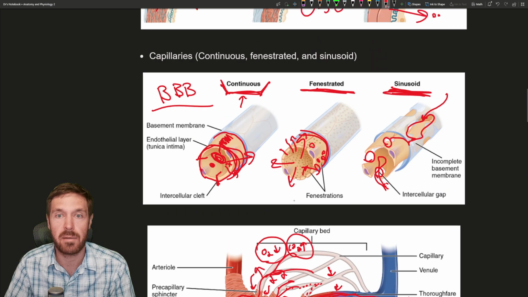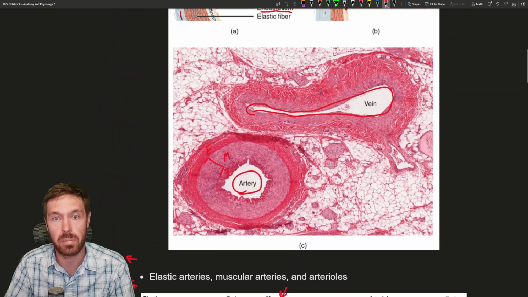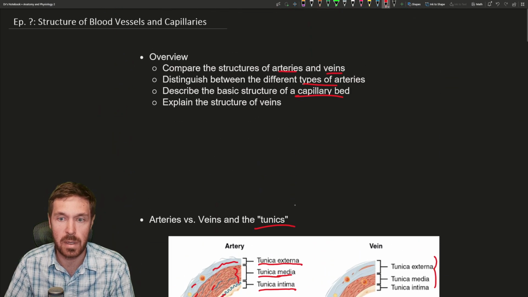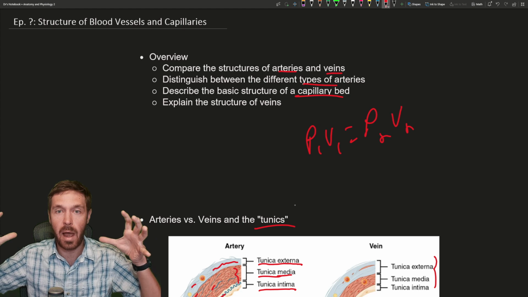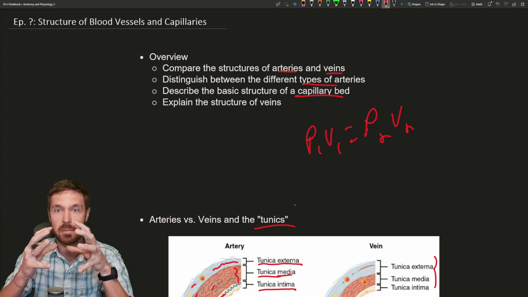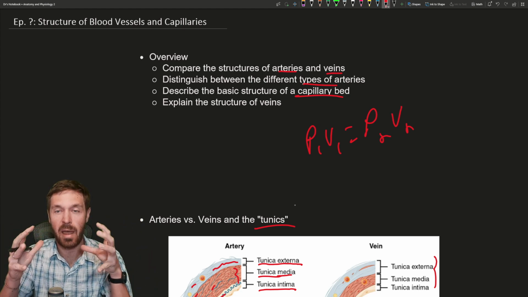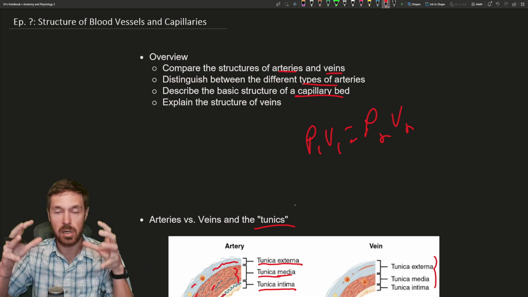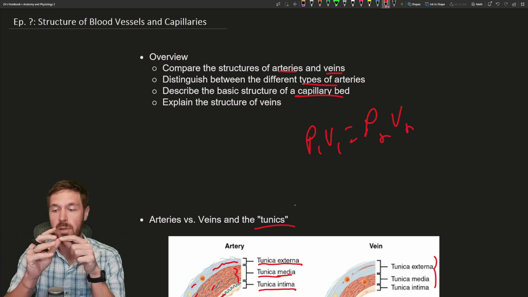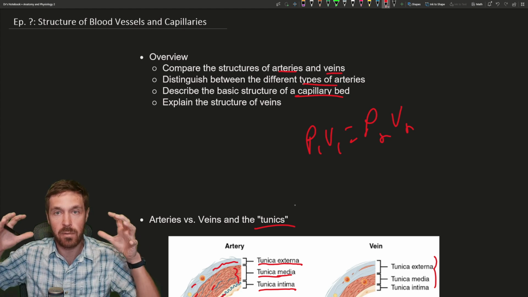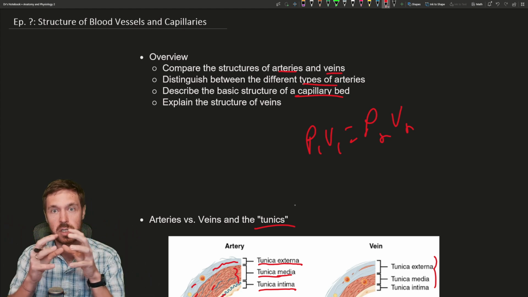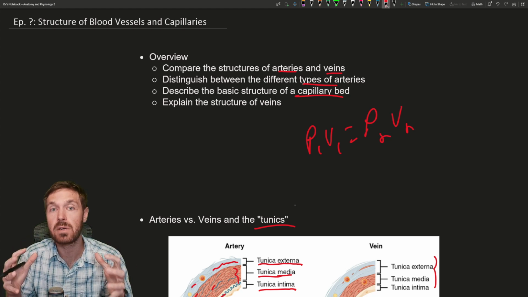But all of these play a very important role in regulating blood pressure because think about the equation. P1V1 equals P2V2. What this means is if I decrease the volume of something, I increase the pressure. Think about having a balloon with air or water in it. You squeeze it, you're decreasing the volume as the balloon starts pushing out through your fingers because you're increasing the pressure in that balloon. So if you cause vasoconstriction, you increase the pressure. If you cause vasodilation, you decrease the pressure.